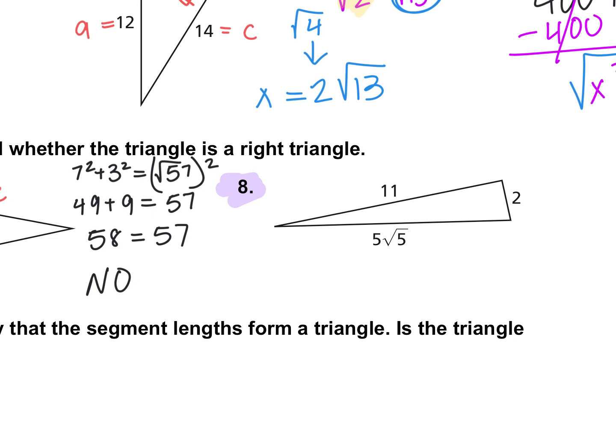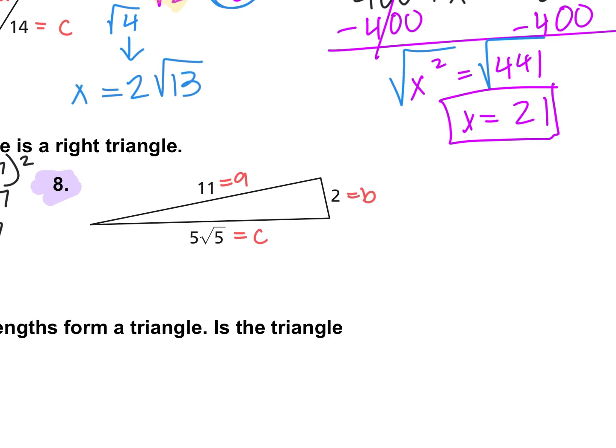Looking at number 8, I'm going to plug in 5 times the square root of 5 and click enter. That's 11.1, so it's my largest side. So again, I know that this is my c. I have my a and I have my b, and now I'm going to go ahead and solve it.